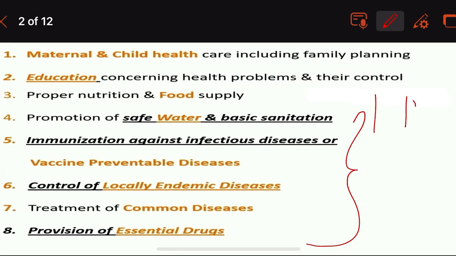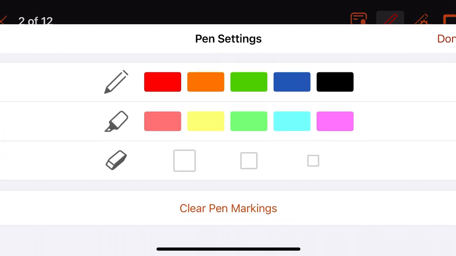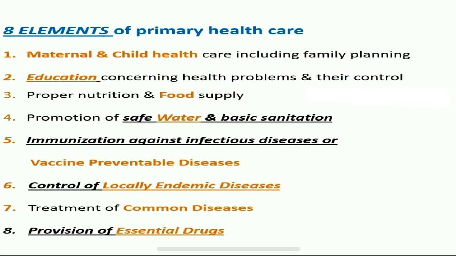Immunization against the infectious diseases. Then we have endemic diseases, where we are teaching about the prevention and control. Next we have common diseases, where we are giving the treatment. And lastly, the essential drugs are given to treat this. So we are done with the 8 elements.